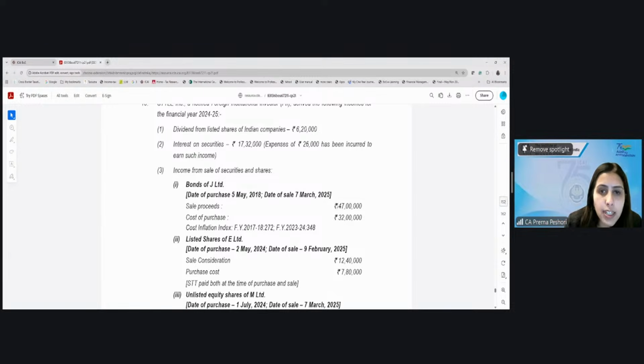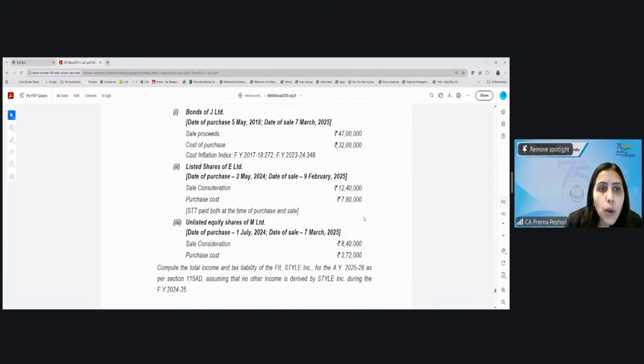What will be my capital gain? 47 lakh minus 32 lakh. Okay, 15 lakh. On that, the tax rate will be 10%. No indexation allowed because this is sale after 23rd July. So no indexation is allowed over here.